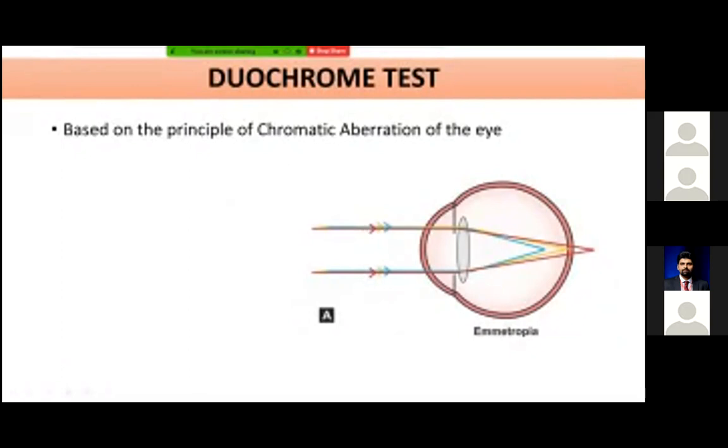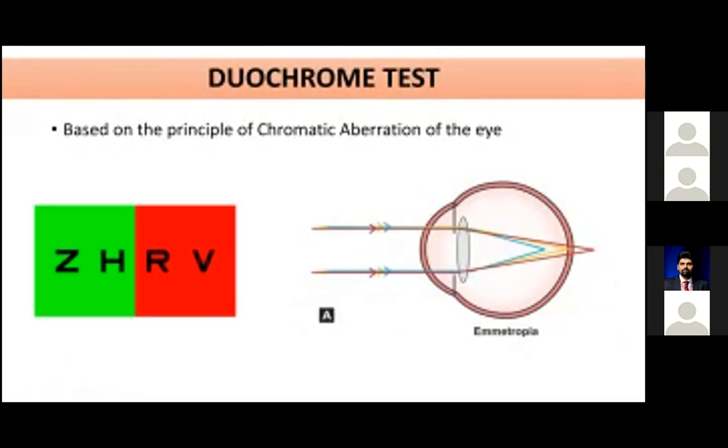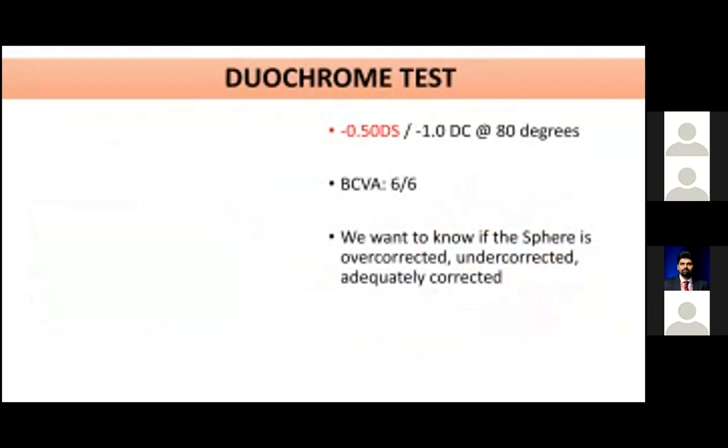So in a normal emmetropic patient, the red light will focus slightly behind and green light will focus slightly in front. So in the duochrome test, we ask the patient to read letters against a red and a green background. And if the patient is emmetropic, he will see the red and green letters equally because the green light and red light are equidistantly focused from the retina. Now let us see in case of a myopia how we use the duochrome test to correct the sphere. So in this example you can see -0.5 diopter sphere with -1 diopter cylinder at 80.